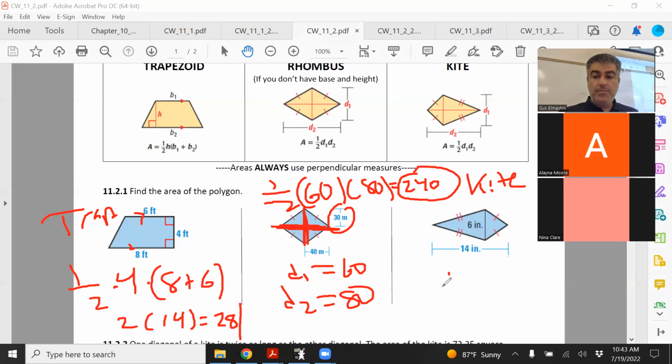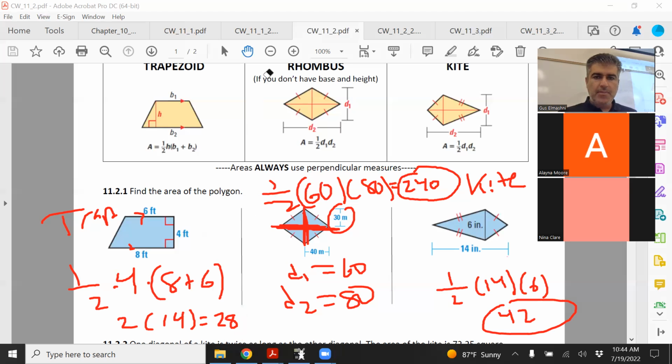And then same thing here. 1/2 times 14 times 6. That should be 42. We should state the units, by the way. I forgot to do that.